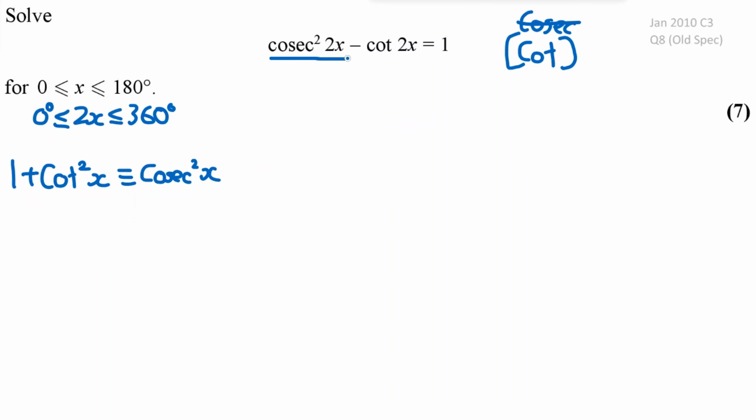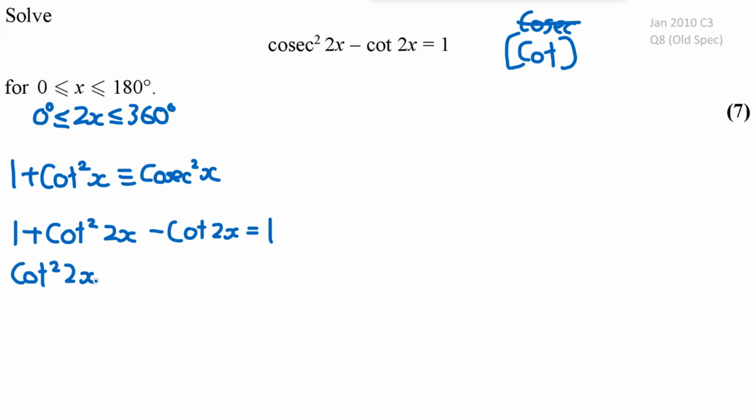So now let's sub out the cosec squared of 2x for this. So this is going to become 1 plus cot squared of 2x, and it's going to be minus cot of 2x, and this is equal to 1. And then we're going to make this side equal to 0, so it becomes a quadratic equation that we can solve. So it's going to be cot squared of 2x minus cot of 2x, and then this 1 is going to cancel out with this 1, so this is going to be equal to 0. And this is a quadratic equation.